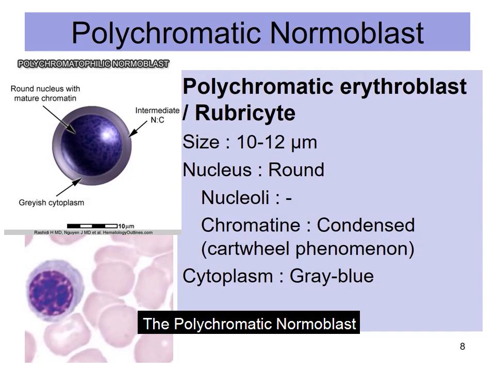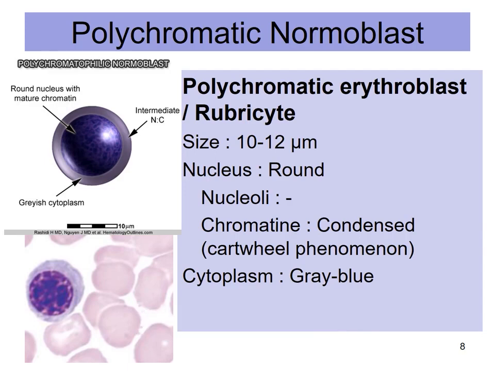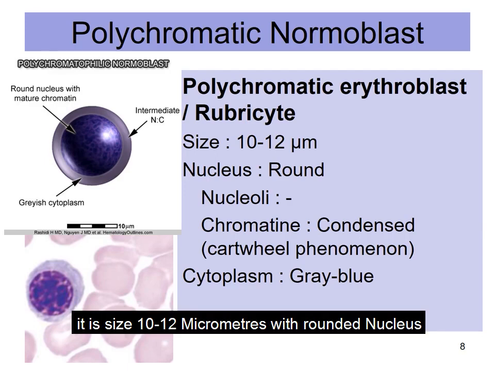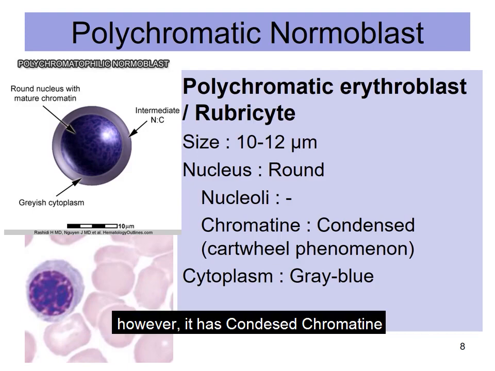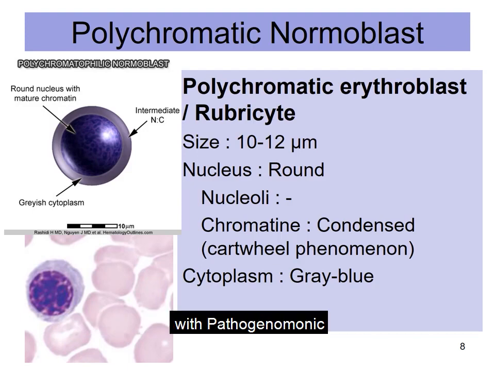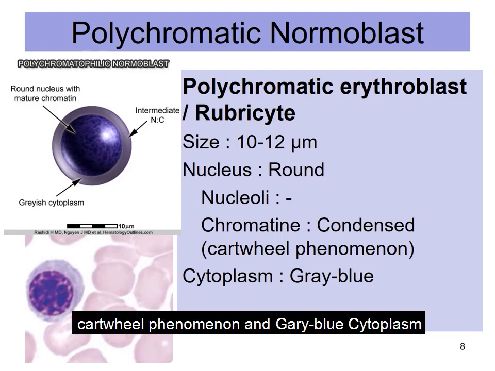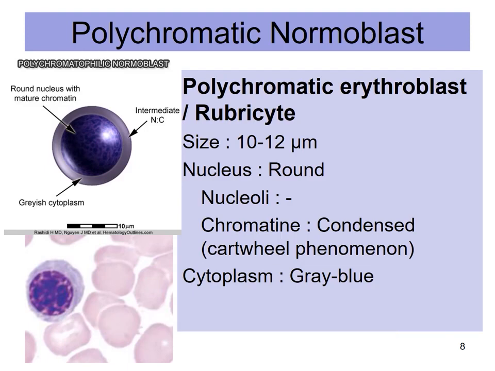The polychromatic normoblast is also called rubricyte. It is 10 to 12 micrometers in size with a rounded nucleus. It has no nucleoli, however, it has condensed chromatin with the pathognomonic cartwheel phenomenon and gray bluish cytoplasm.